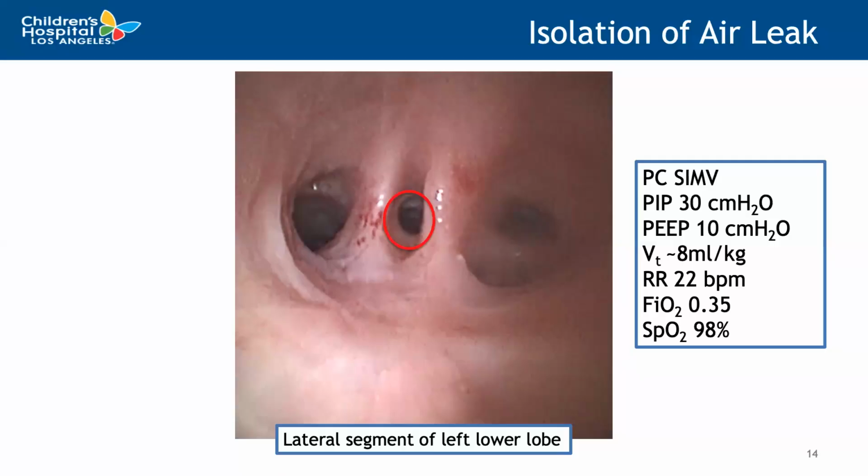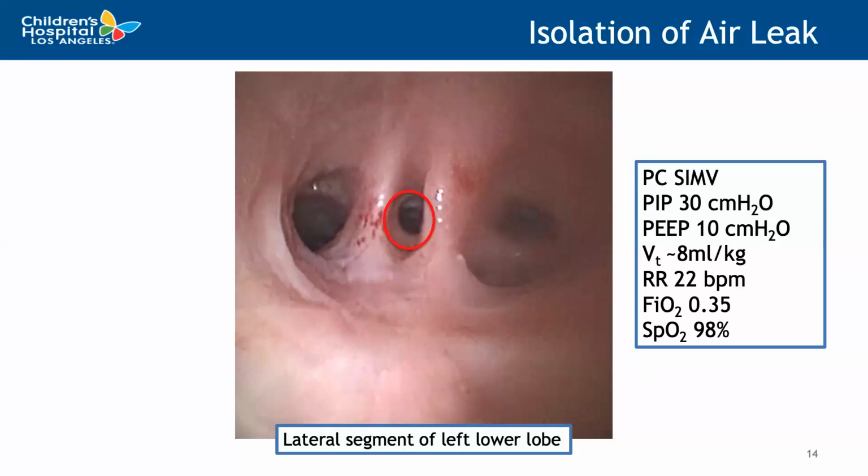So again, he was on pressure control SIMV mode, which is a pretty standard mode for us in pediatrics. Those adult respiratory providers on the call may be more familiar with volume control ventilation, but again, in pediatrics, we use primarily pressure control. His ventilator settings had increased at this time due to persistent hypercapnia.